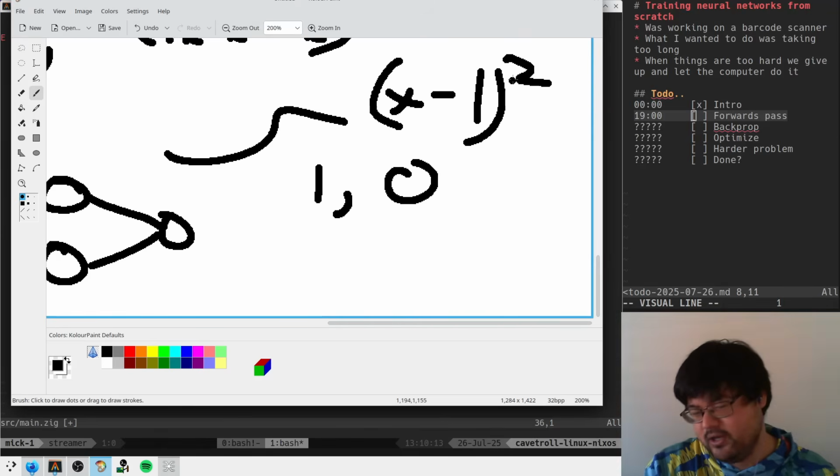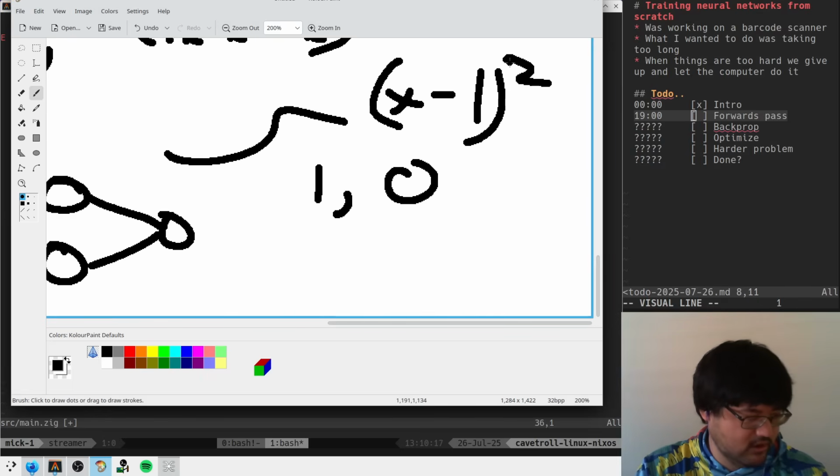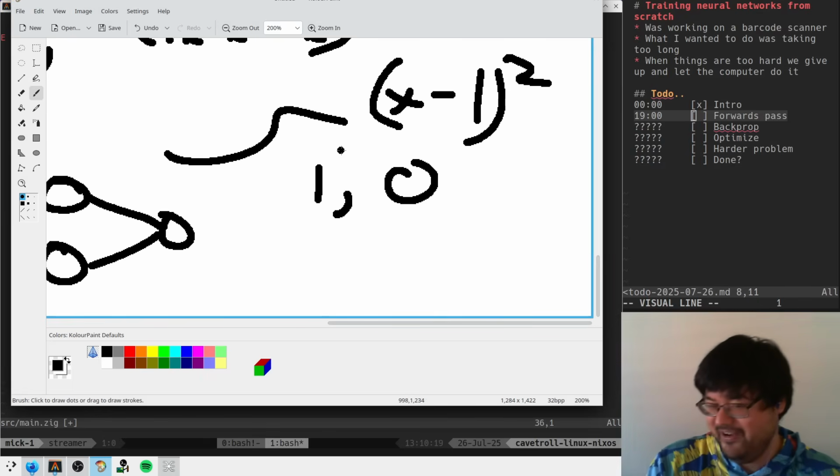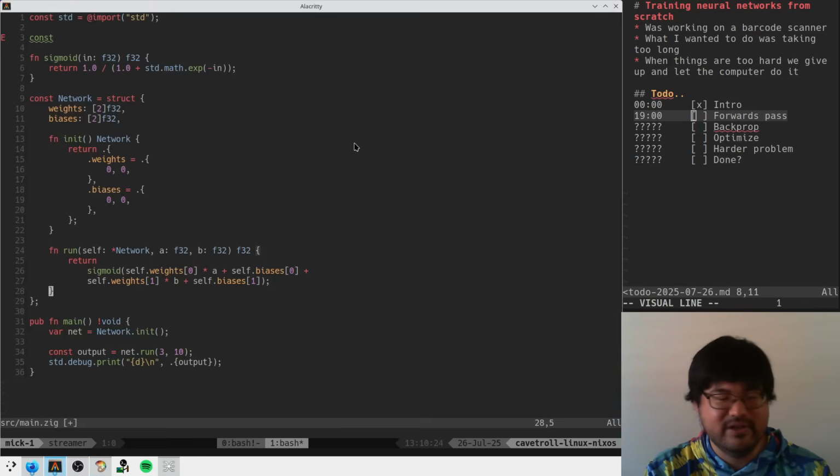So let's do this. This is also something I know how to differentiate. Differentiating abs, I guess I know how to do that too, but this one's really simple. You just bring the 2 down, right? So let's do this.